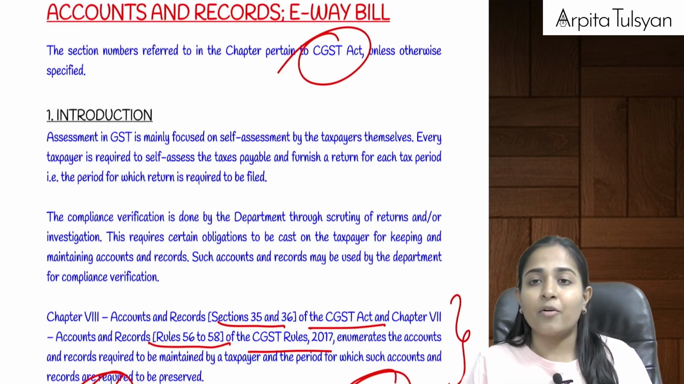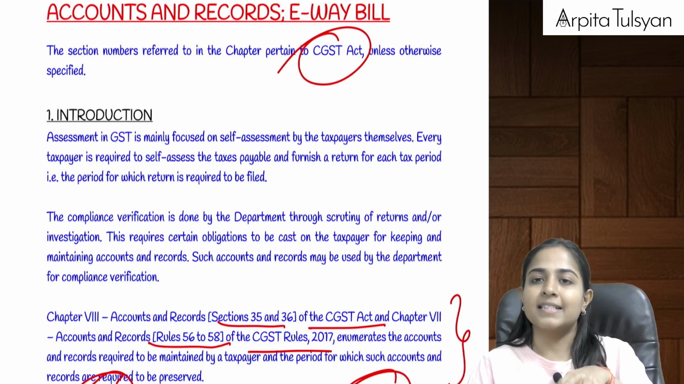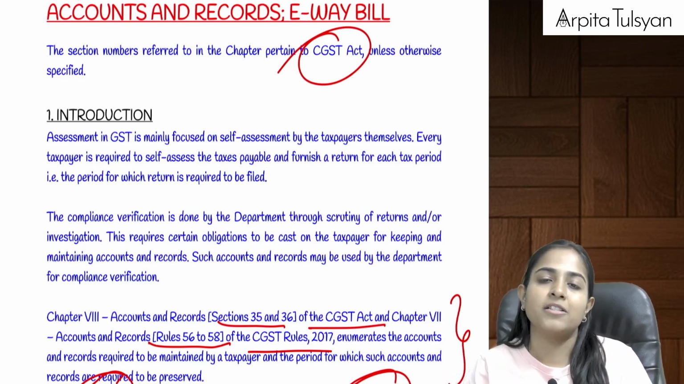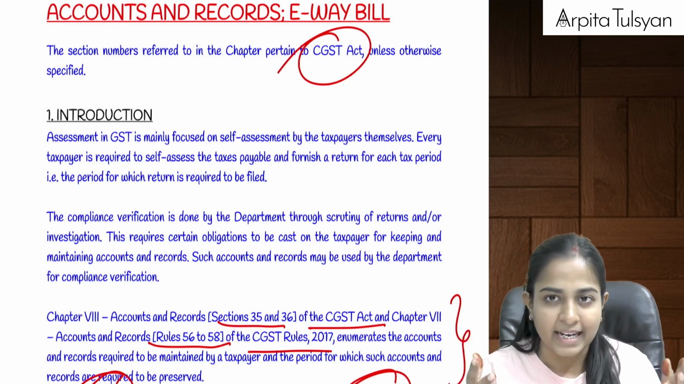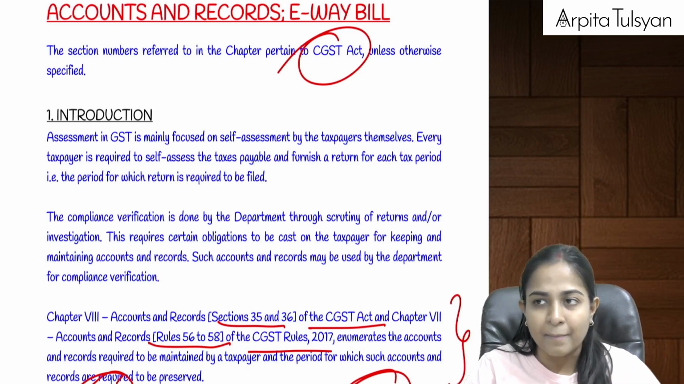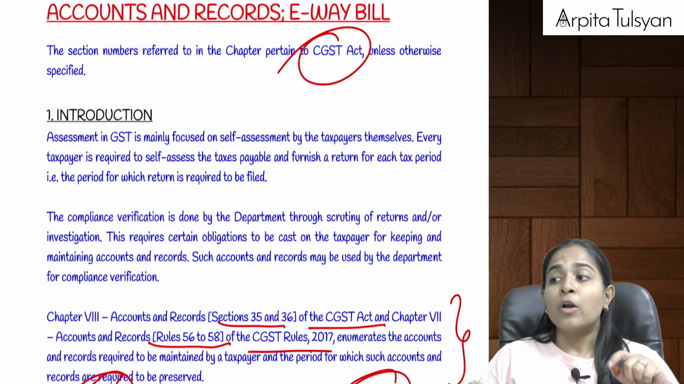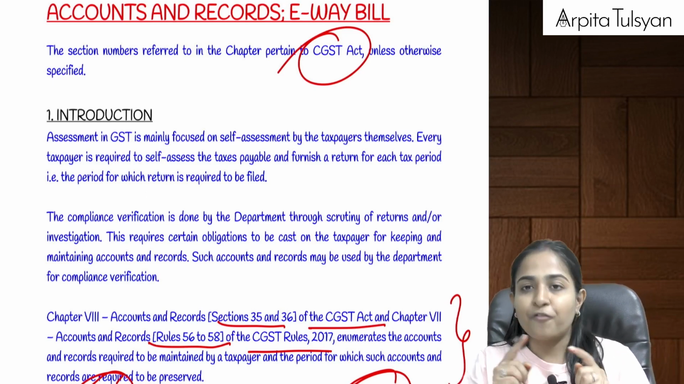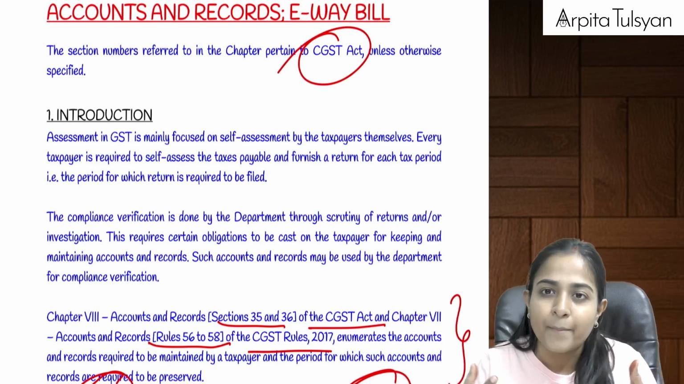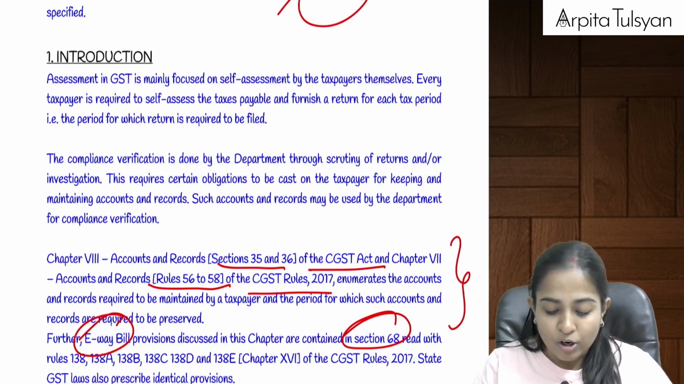First, why are we required to maintain accounts and records specifically under GST law? GST assessment basically revolves around self-assessment. That is, first the taxpayer or the registered person will do the self-assessment and pay the taxes. After that, to check the compliances and the payment that has been done by you, the department does something called verification. If the department has to do the verification, it will take help of the books, records, and accounts which have been maintained by you. So for that purpose, you are required to maintain the accounts and records under the GST.